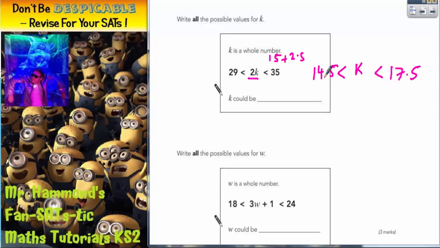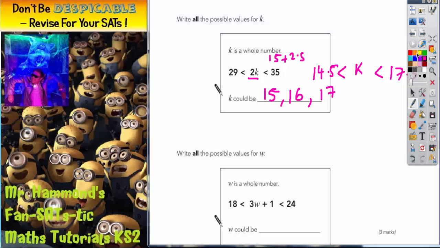But it does say that k is a whole number. So the only whole numbers that lie between 14.5 and 17.5 are 15, 16 and 17. They're the only numbers that work. Because if you round up from 14.5, we'll get to 15, then you've got 16, then you've got 17, and then we can't go any higher than 17.5. So they are the answers for the first one.